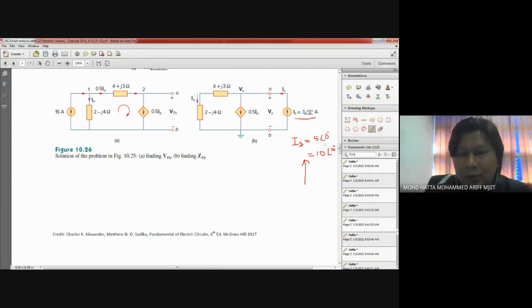But remember, you should put the test source in order to make your calculation as convenient as possible. So don't put like 100 with angle of 65 degrees or something like that. It's not going to make your calculation easy. Although you can do that, let's stick to the simplest way in order for us to calculate the value of ZTH. And in this solution, maybe we stick with this value where we put IS as 3 with an angle of 0.